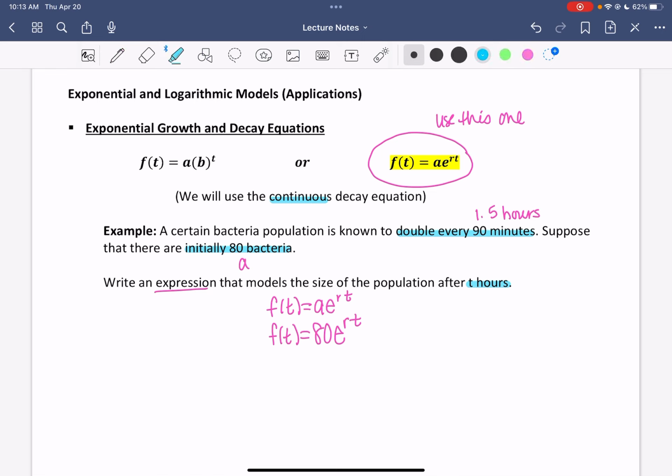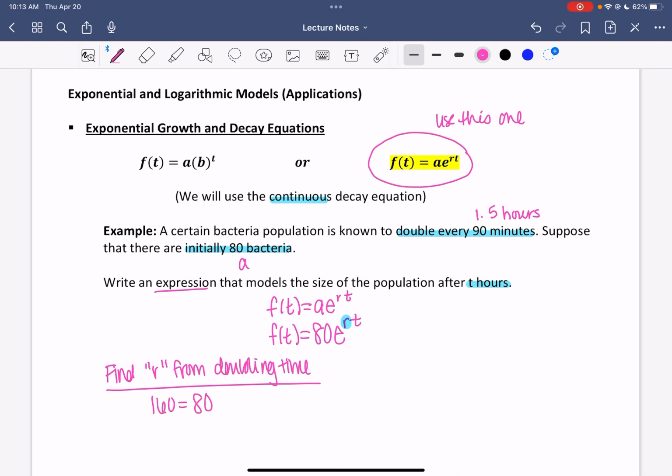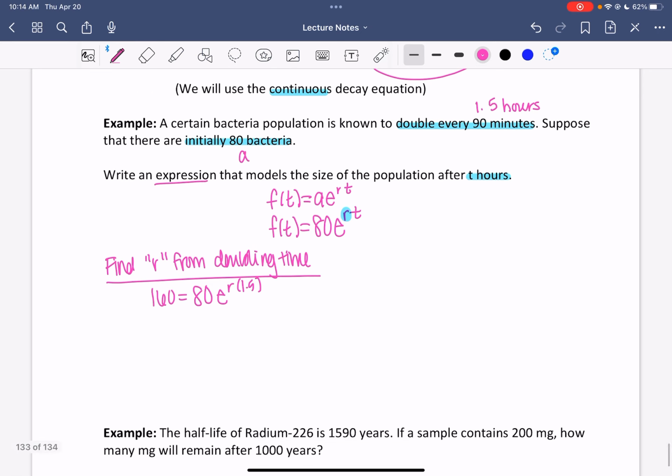What we need to do is figure out what r is, and that's where the doubling every 90 minutes comes into play. So let's write out what we're looking for here. We want to find r from doubling time. That means when 80 bacteria are doubled, we have 160 bacteria. Our initial was 80, e to the r, and that happened after 1.5 hours. So we're going to solve this for r.